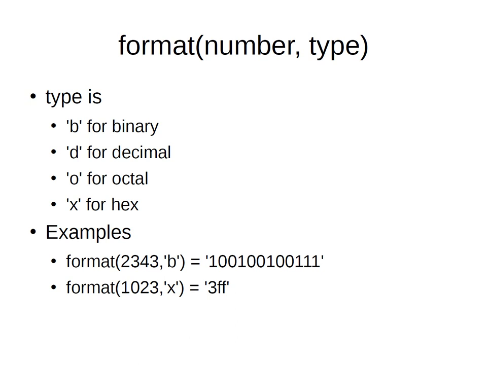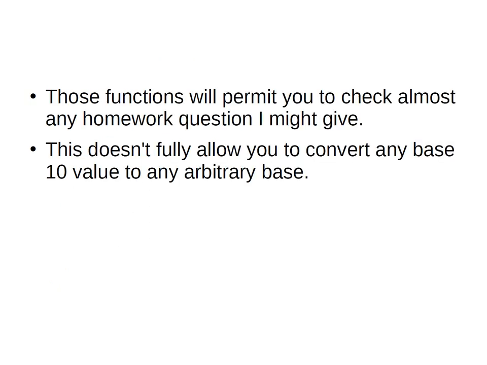Use the word format, and you put the base 10 number in first, and then the second argument is that single character which tells you what your output type should be. Okay? It would be useless to use D because you're going from decimal to decimal, but you know, whatever. Like, it would make sense in the context of a program. Those functions will permit you to check.